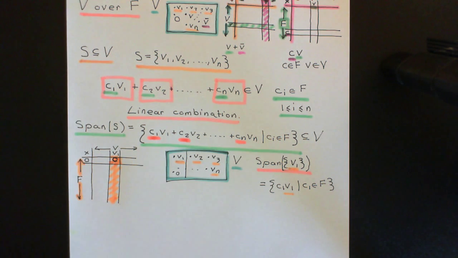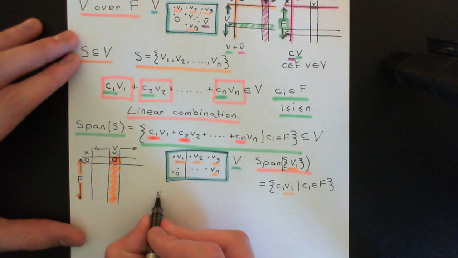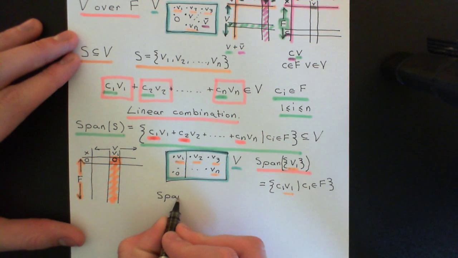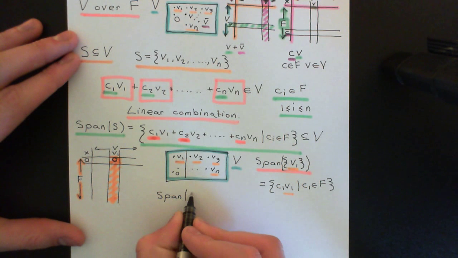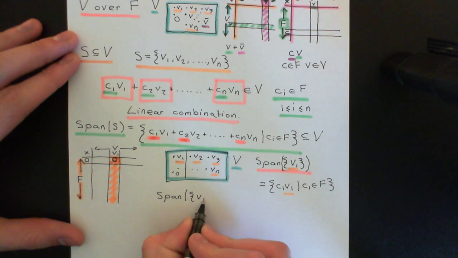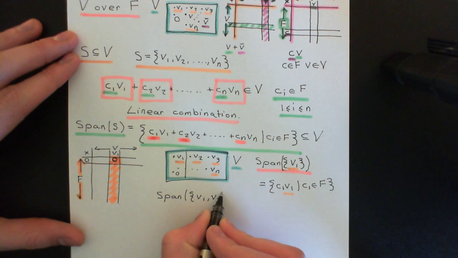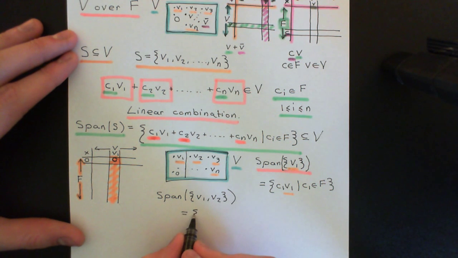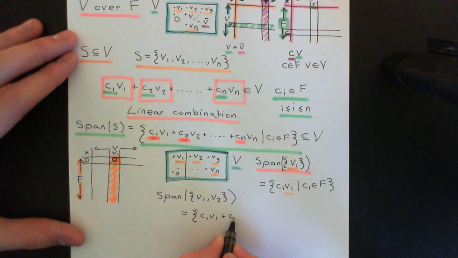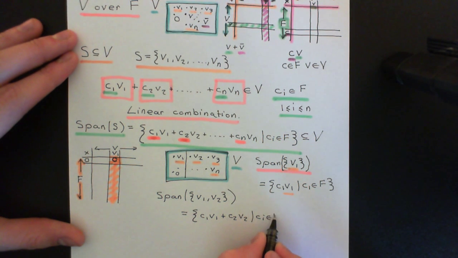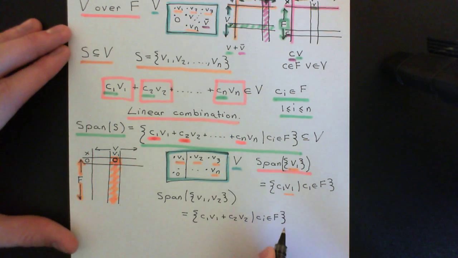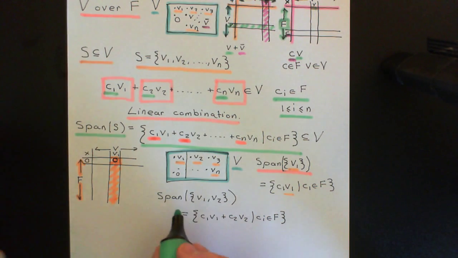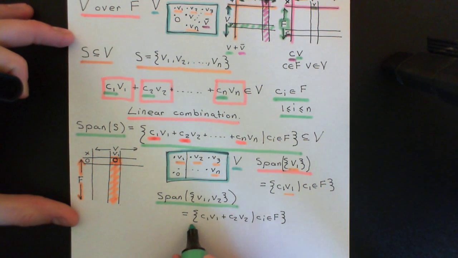Okay, so to gain more intuition, let's now go up a step, and this is as far as we'll go. Let's now consider the span of a set containing two vectors, v1 and v2. So what will this mean? This will mean all things of the form c1 v1 plus c2 v2, where these ci's can vary over all elements of the field, capital F. Okay, so let's draw a picture of what we're going to do here.